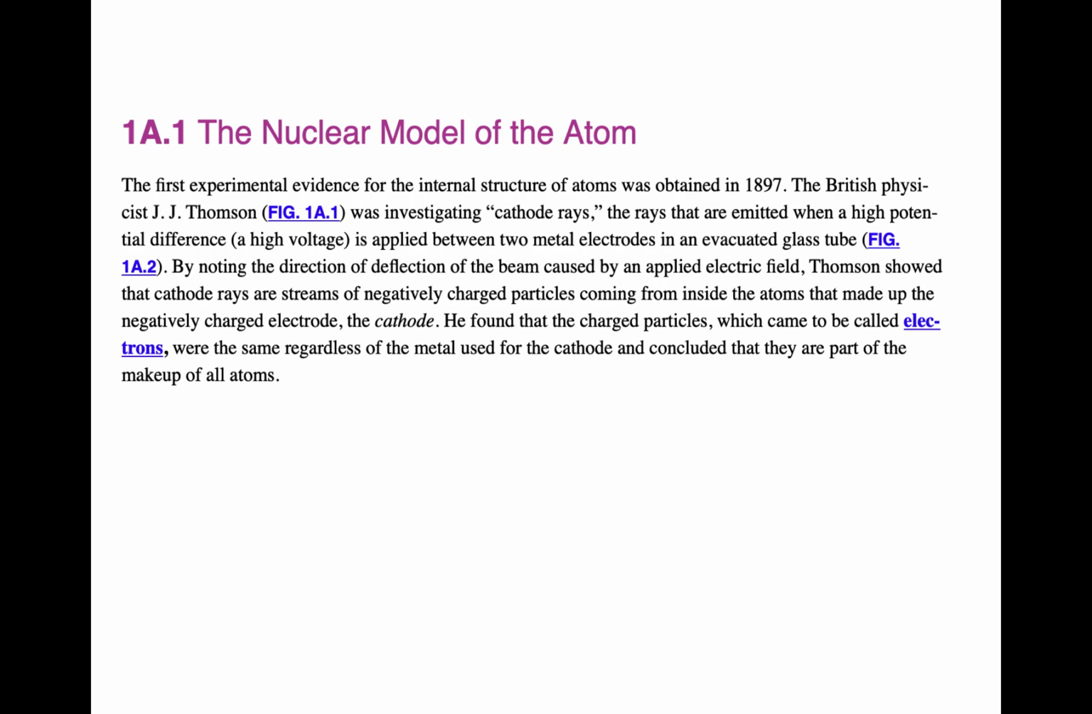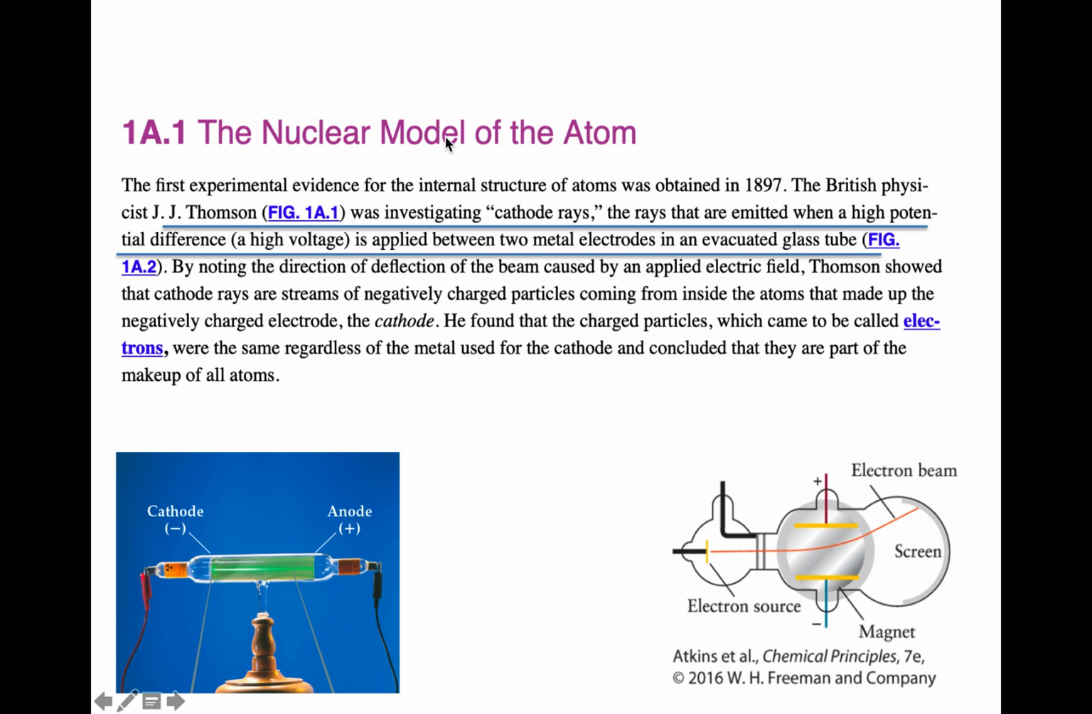When we look at the contribution of J.J. Thomson, as described within Atkins, the era that we're interested in is the late 1800s, right around 1900, looking at the internal structure of the atom. That means subatomic particles. He was investigating cathode rays. These are rays that are emitted when you have a potential difference applied between two metal electrodes in an evacuated glass tube. That's what's set up here on the left. The image on the right is from the textbook.